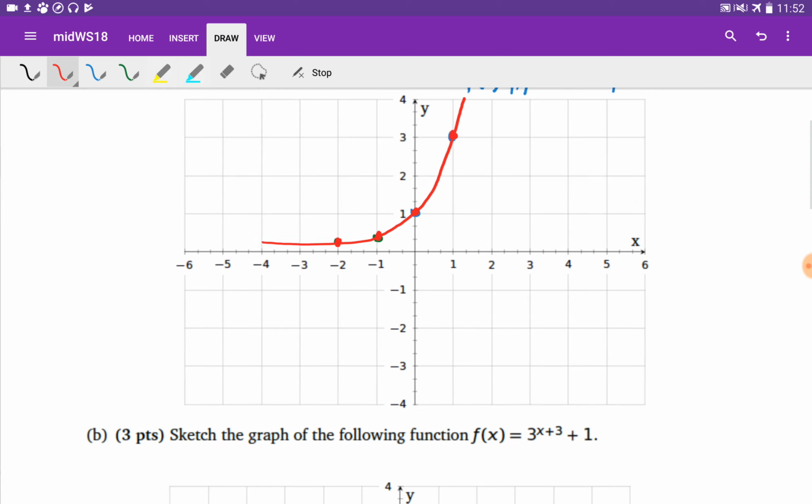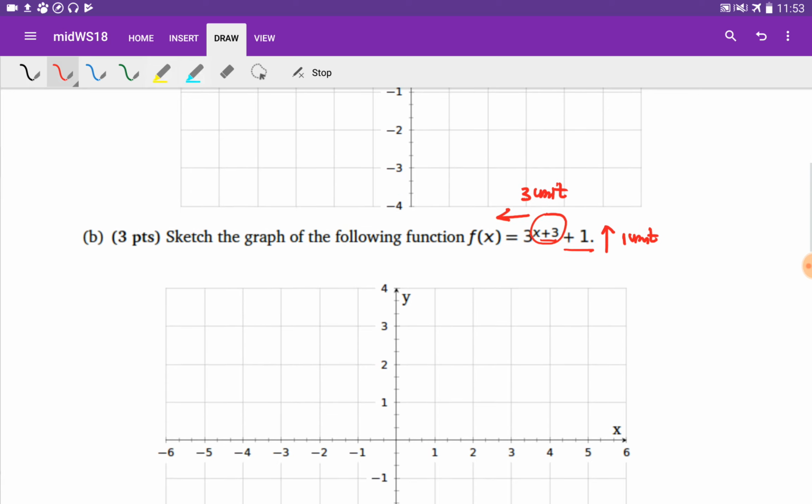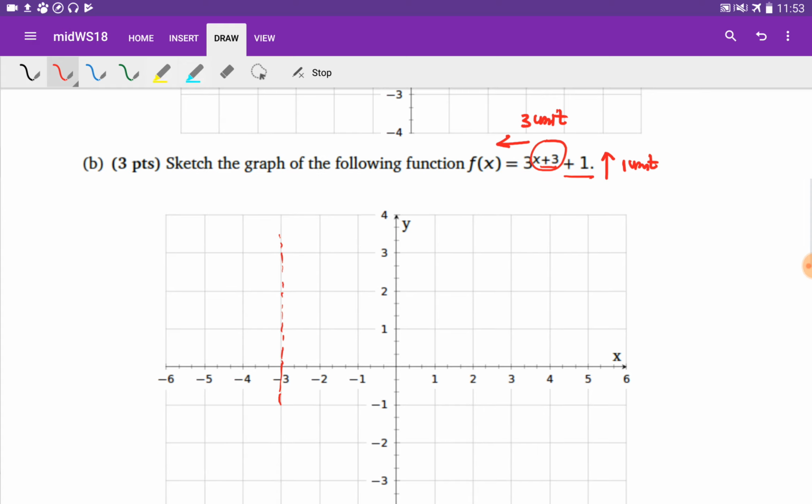Now we need to sketch the graph of the function 3^(x+3) plus 1. In order to do this, I'm going to use this graph. This plus 1 means that I need to move this graph 1 unit up. And this plus 3 means that I need to move this graph 3 units to the left. So this will move the graph to the left 3 units. It's going to be 1, 2, 3 units here. And plus 1 means moving this graph 1 unit up, so it's going to be here.